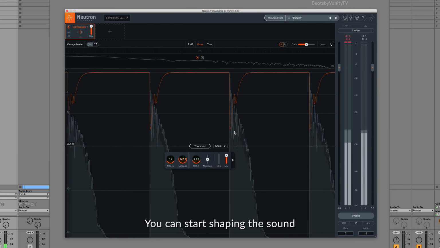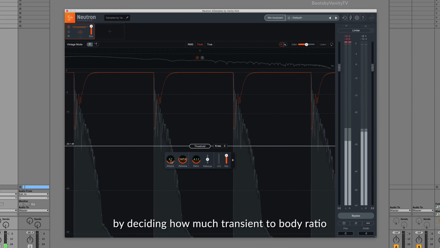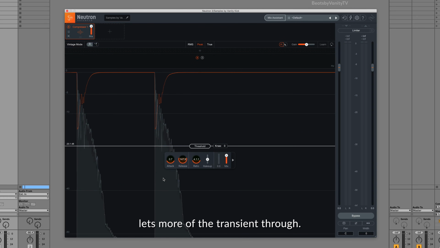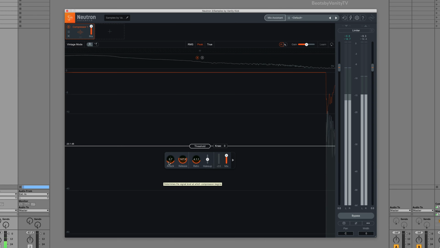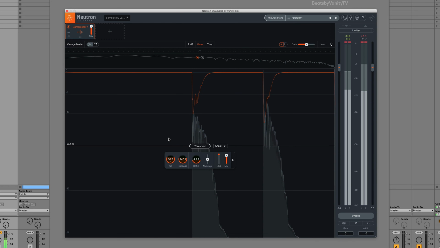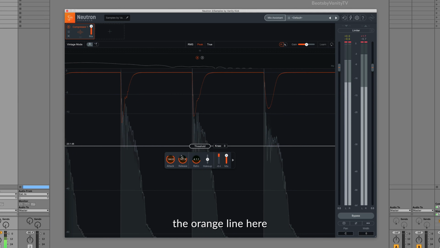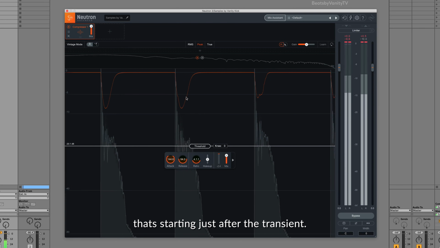You can start shaping the sound by deciding how much transient to body ratio you'd like. Increasing the attack lets more of the transient through. You can hear this as the punch of the kick. Now, the orange line here is representing the reduction that's starting just after the transient.